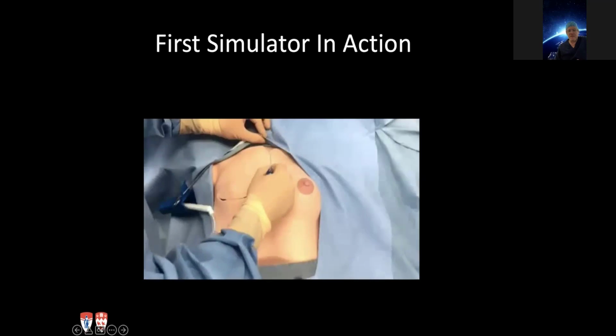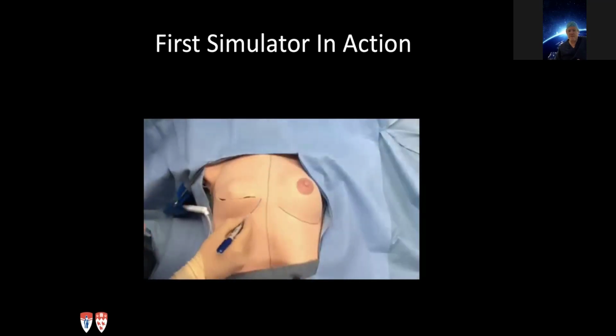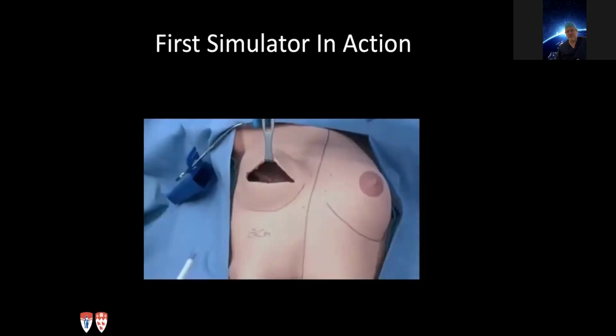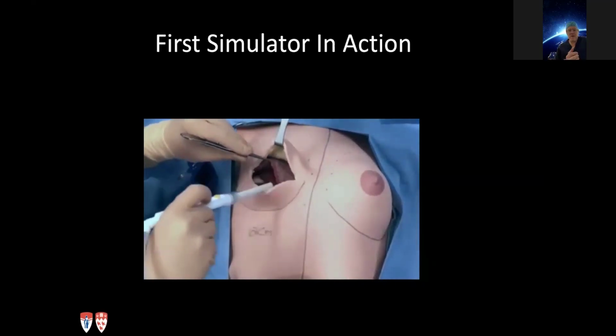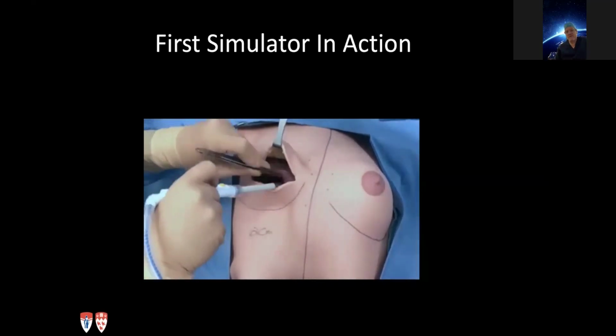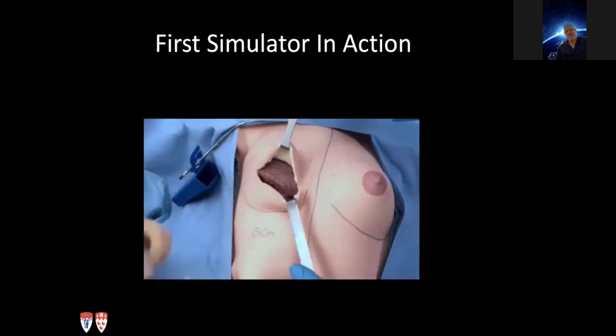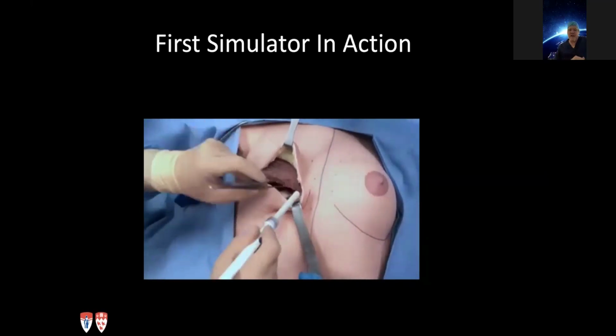The next slide and the next video will show you how we perform surgery in the simulator. You see that the surgeon first marks the surgical site. On the right side, there's a normal breast. On the left, we have the mastectomy. We're dissecting the pectoralis muscle. And this is fast-forwarded, obviously.